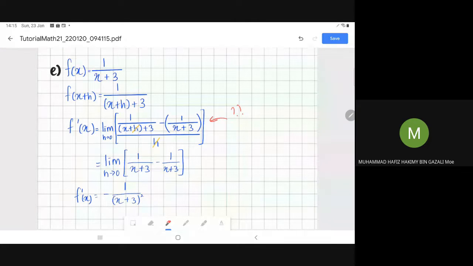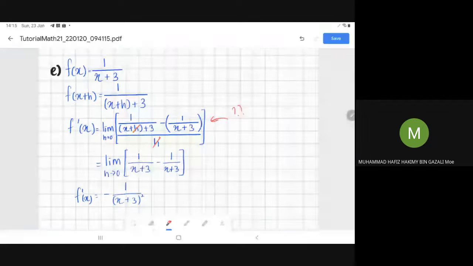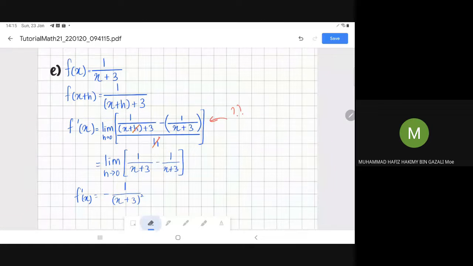I don't know, I'm confused about that. Okay, can you please tell me why you can cancel H here? What made you think that you can cancel H there? After we substitute into the first principle formula, we can cancel the H. Am I right?